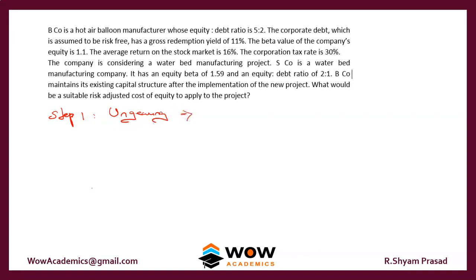So take the other company ESCO, their beta, and we have to do something called ungearing. So the formula works like this.